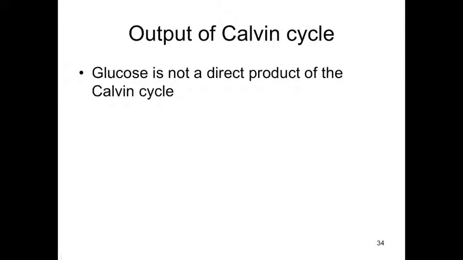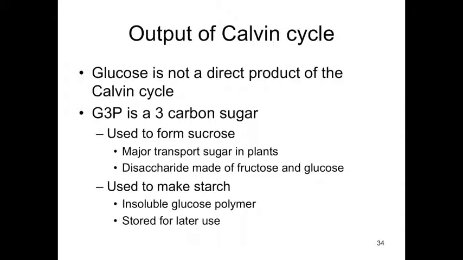So let's quickly look at the output of the Calvin cycle. Because as you may already have noticed, glucose is not the direct product of the Calvin cycle. G3P is the direct product, otherwise known as glyceraldehyde 3-phosphate. You only need to know it as G3P, but it's a 3-carbon sugar. It can be used to form sucrose, which is a major transport sugar that we see in plants, and is a disaccharide that's made from fructose and glucose phosphate. We could also use it to make starch, which is an insoluble glucose polymer. And as you've already learned, starch is a storage molecule for long strings of glucose phosphates.